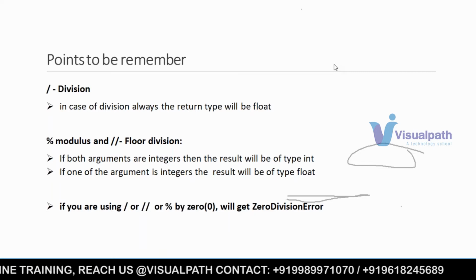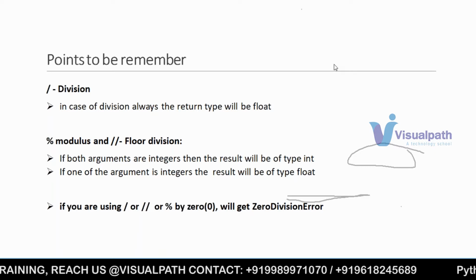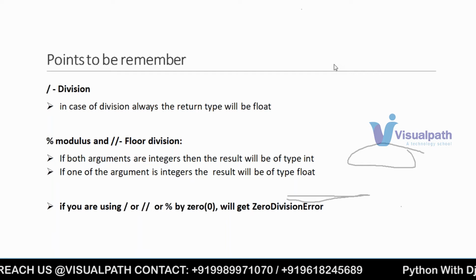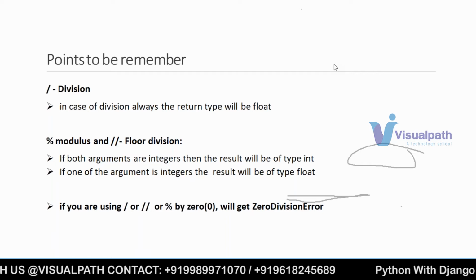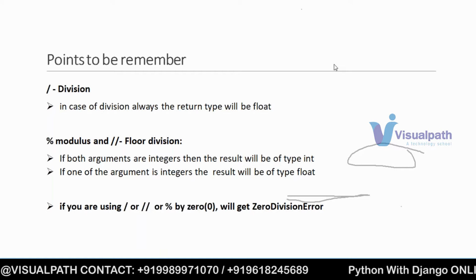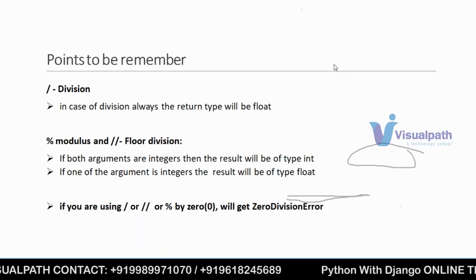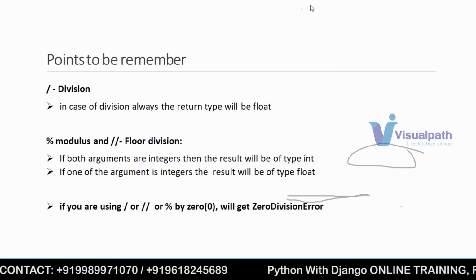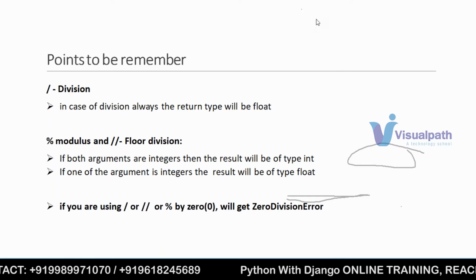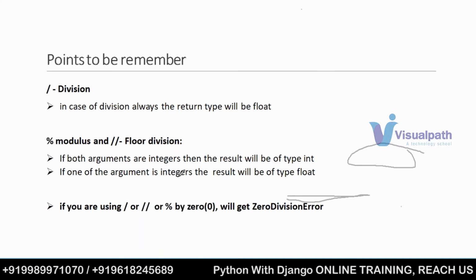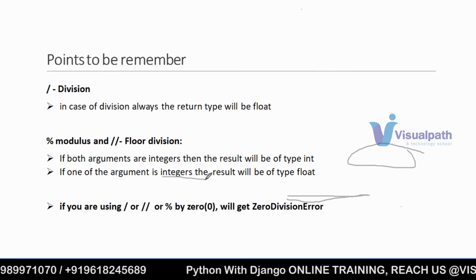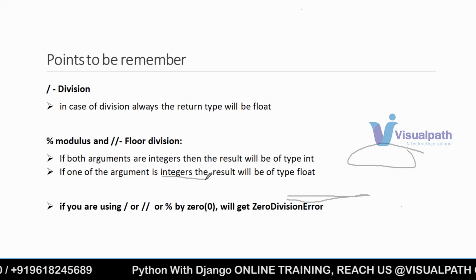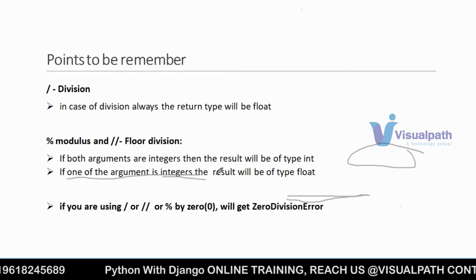In case of division, the return type is always float, for modular division and float division. If both arguments are integers, then we get an integer result. If anyone is float, then, oh sorry, here the second point has a typo. Just correct it: if one of the arguments is float, then the result will be of type float. Just rearrange this statement. Something is wrong here.